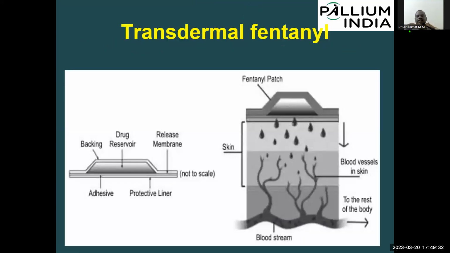Okay. So just see the fentanyl patch. You can see this is the fentanyl patch, and it has a protective layer on the outermost aspect, which we need to peel off before applying. And then there is an adhesive part. Okay. And above that there is a release membrane. And you can see this is the drug reservoir. When you apply the patch, the drug will slowly be deposited into the subcutaneous tissue and form a subcutaneous tissue depot. So this is where the storage of fentanyl happens, and from this subcutaneous tissue depot, fentanyl will be liberated into the systemic circulation.